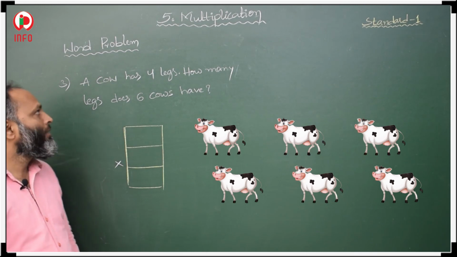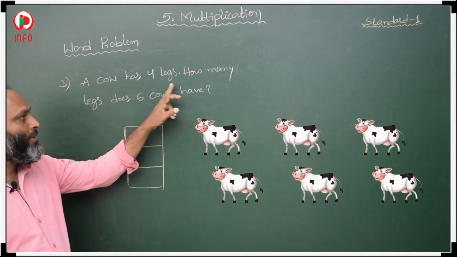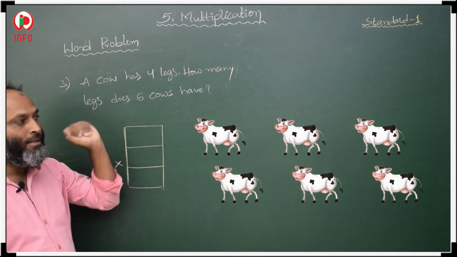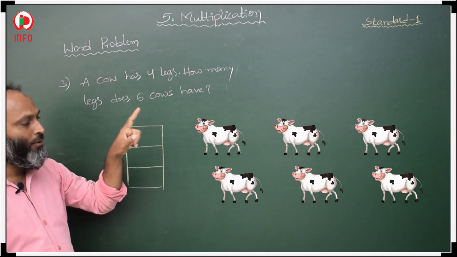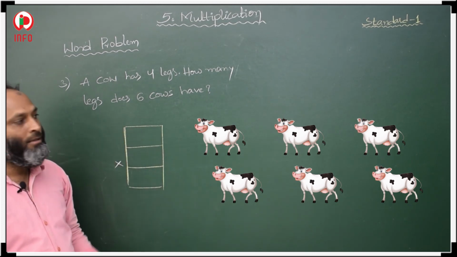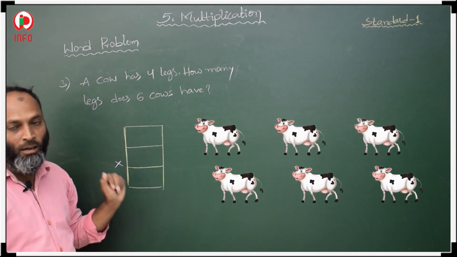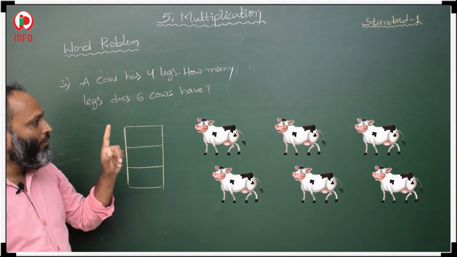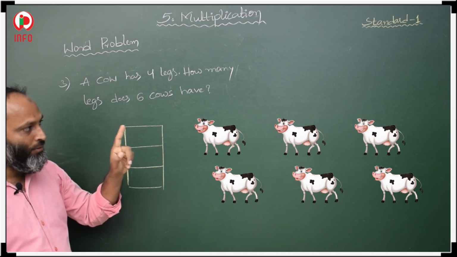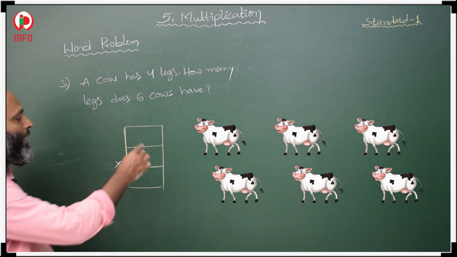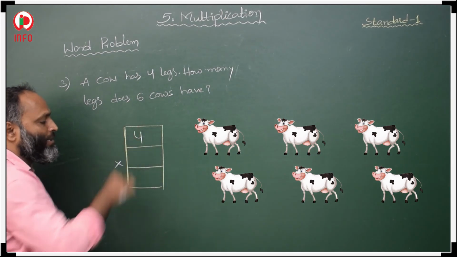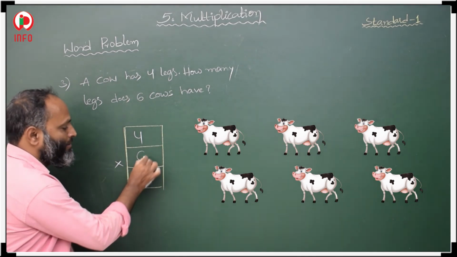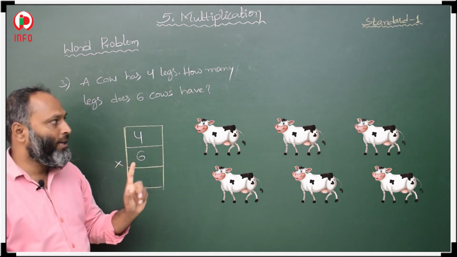Okay. See children, here a cow has 4 legs. How many legs does 6 cows have? See how many cows there are. 1, 2, 3, 4, 5, 6. 6 cows are there in the picture. One cow has 4 legs. Count 1, 2, 3, 4. One cow has how many legs? 4 legs. Then how many cows do we have in our picture? 6 cows. Then total how many legs are there here?